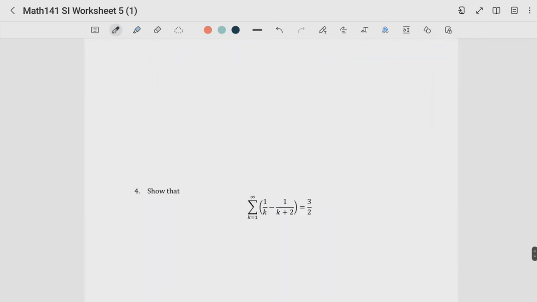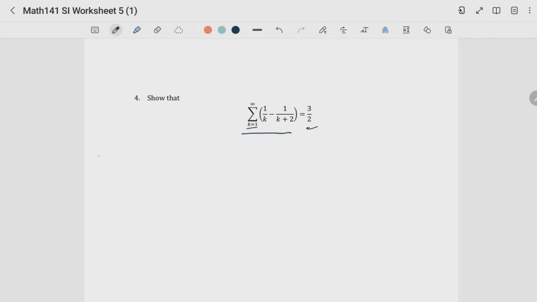Moving on to the next question, which is giving us a sum, right? So a series, and we are asked to find, or rather to show that the sum, as k goes from 1 to infinity, of 1 over k minus 1 over k plus 2 is equal to 3 over 2. Well, how do we do that?